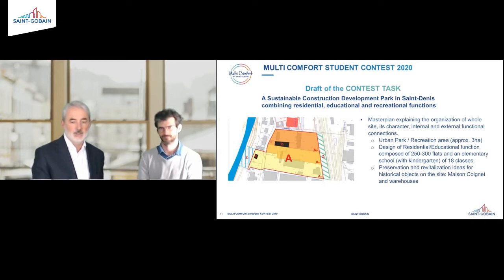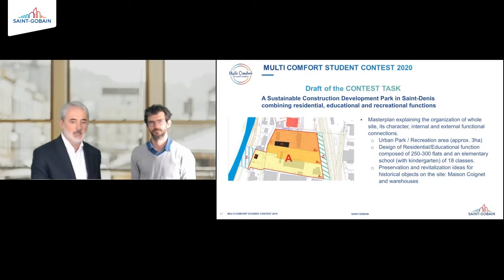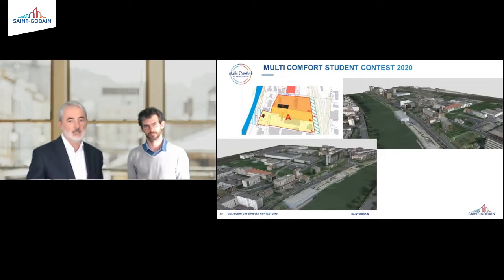So the plot itself is reaching out from nearly the border of the river up to the railway station on the western side, and also covering what used to be the former Coignet plant plot and the neighboring plot on the northern side. And here we want you to think about and propose this program that encompasses these three functions, but also takes into account the preservation of the existing buildings that are classified as historical monuments.